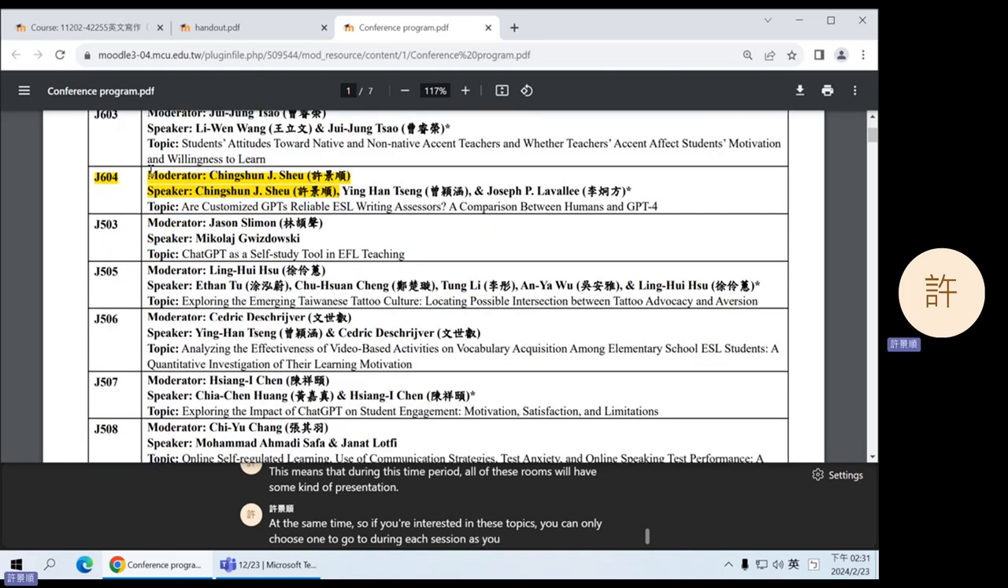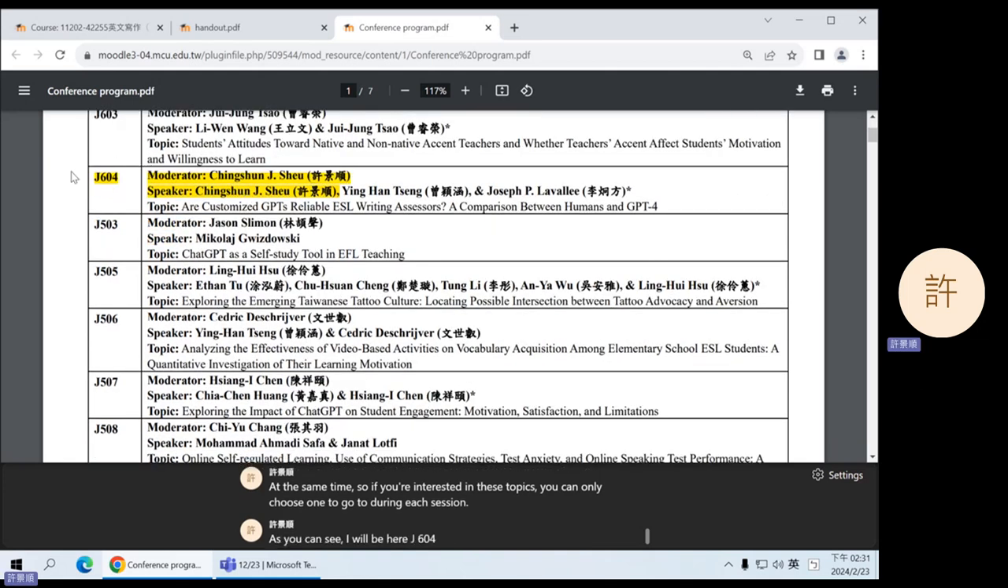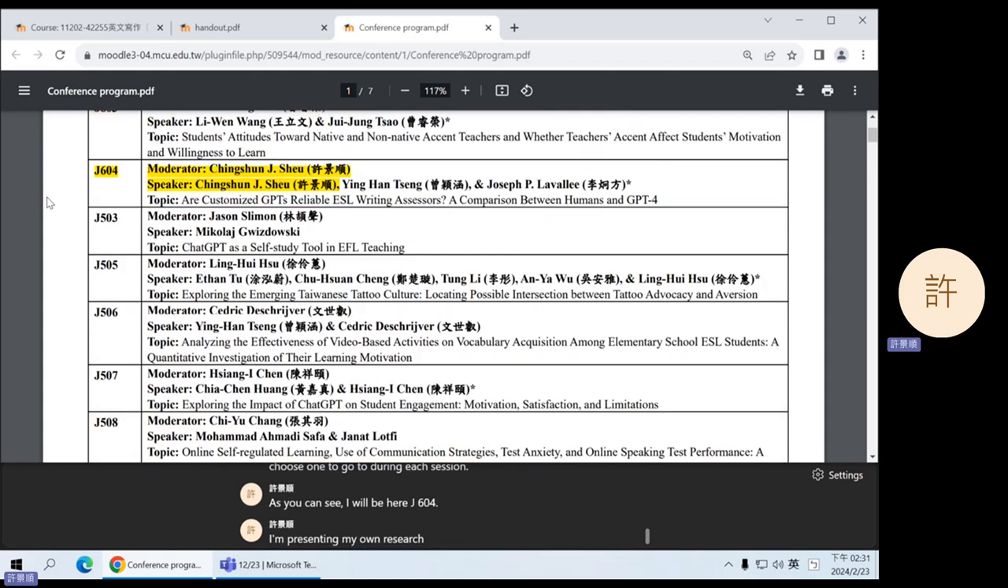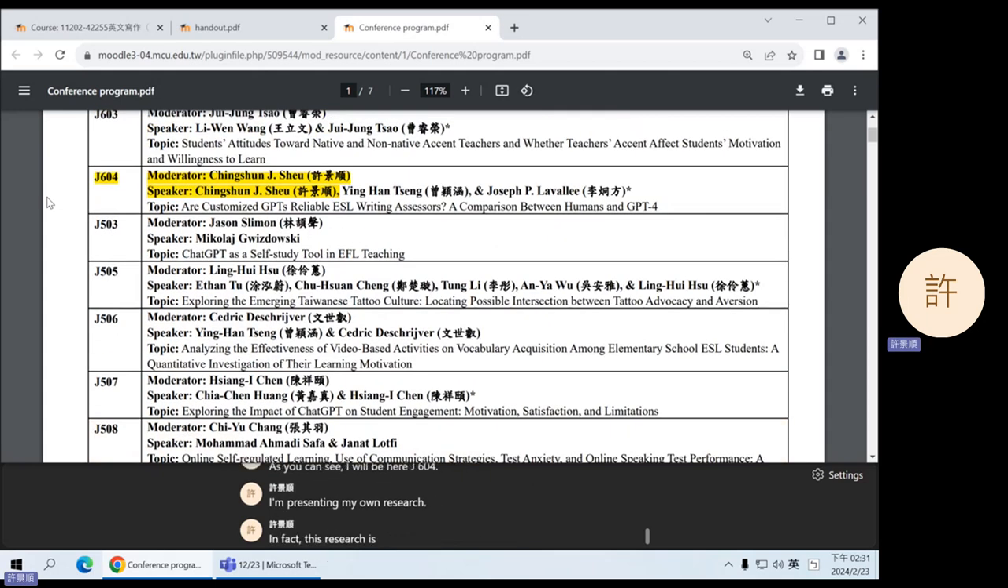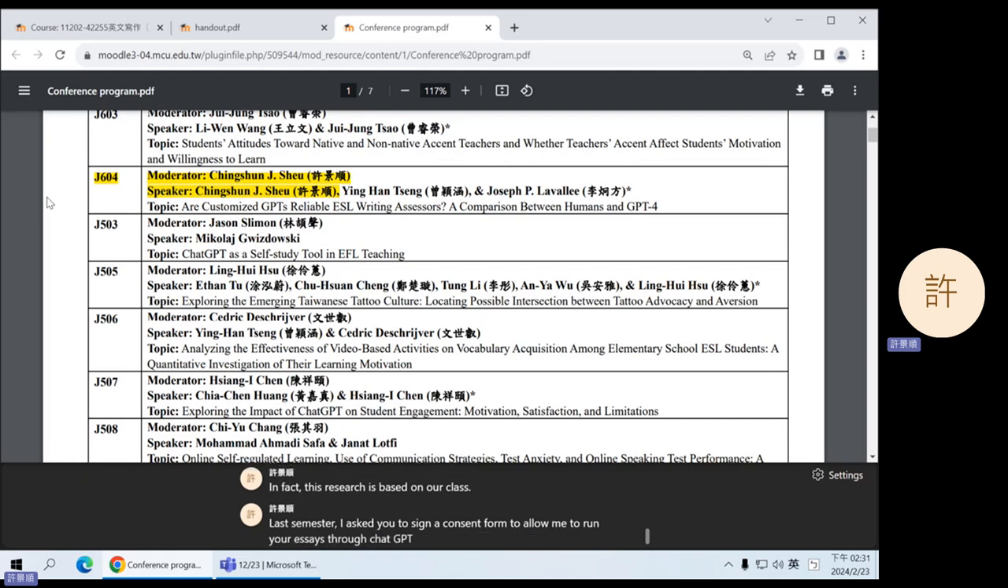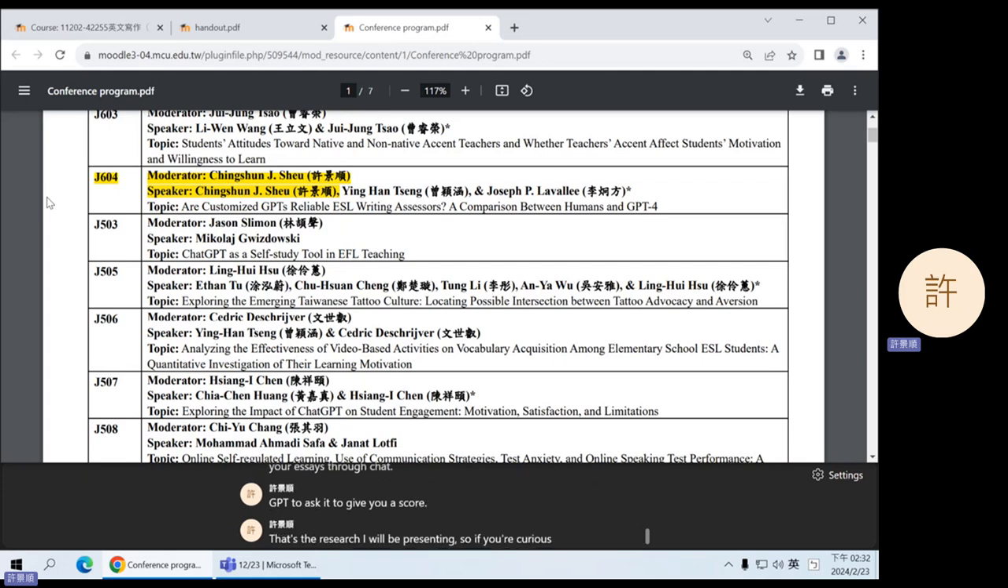As you can see, I will be here, J604. I'm presenting my own research. In fact, this research is based on our class. Last semester, I asked you to sign a consent form to allow me to run your essays through ChatGPT to ask it to give you a score. That's the research I will be presenting. So if you're curious about our results, you're welcome to come and listen.